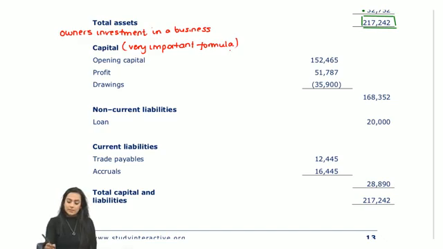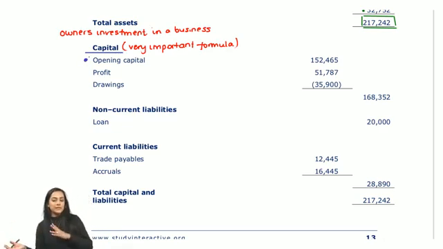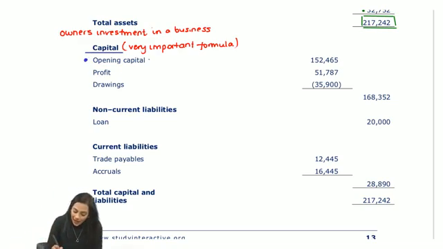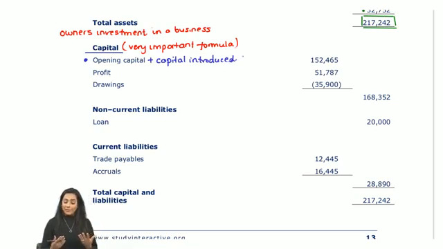So you have to learn this. How we calculate capital, we do this by taking opening capital, how much they previously invested, and we add on any further capital introduced during the year. So if they've invested more money into the business, we add that on to opening capital. Then any profits that the company has made go to capital because it's a return on the owner's investment. Do you remember on the SPL we made a profit of 51,787? That's going to be shown in capital here.